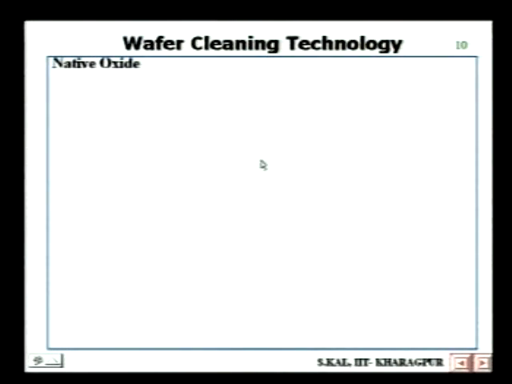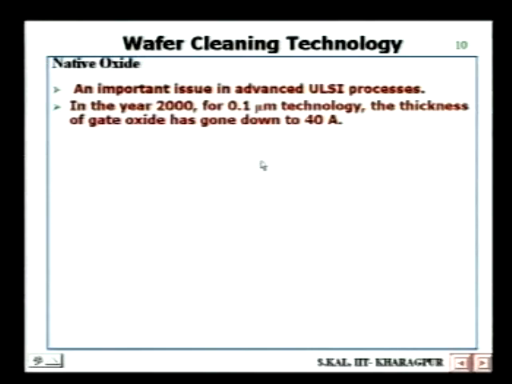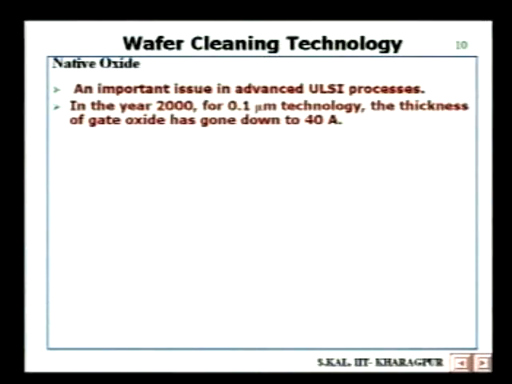Now, native oxide. Native oxide is an important issue in advanced VLSI process, because if your native oxide is of the order of 2 or 3 or 4 angstrom, and a recent gate oxide is nearly 40 angstrom, then with 10% or 15% variation, the oxide thickness will not be uniform, and there is a variation of device performance because of different threshold voltage due to the non-uniform thickness of silicon dioxide.